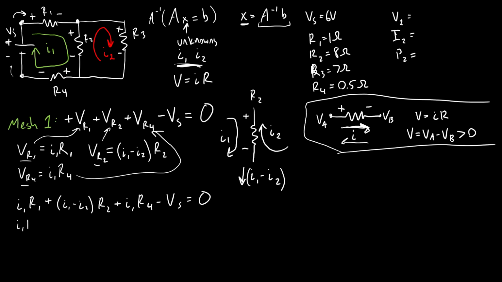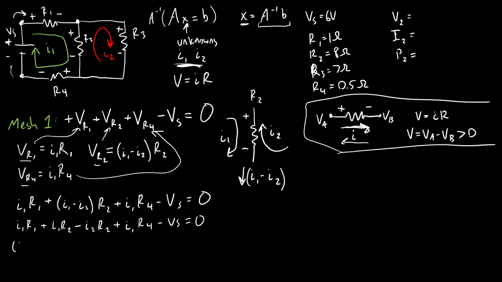We're going to write out I1 plus R1. We're going to expand this next term in parentheses here. That's going to be I1 R2 minus I2 R2 plus I1 R4 minus Vs equals 0. So we want to move things around here again to get it in this form. So we want some coefficients times I1 plus some coefficients times I2 equals other constants over here on the right.